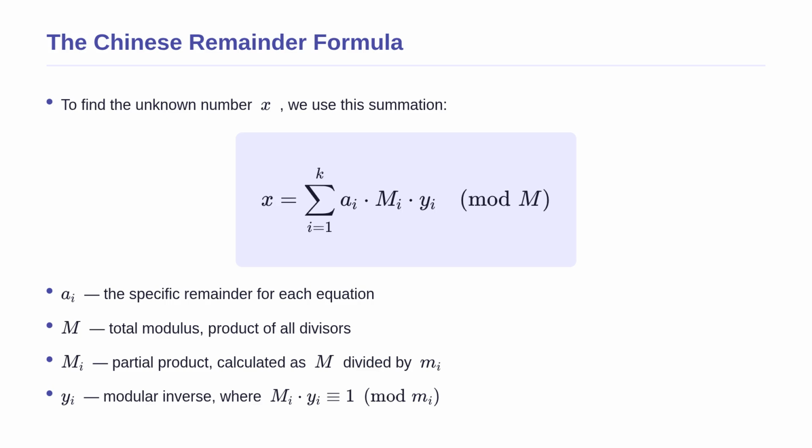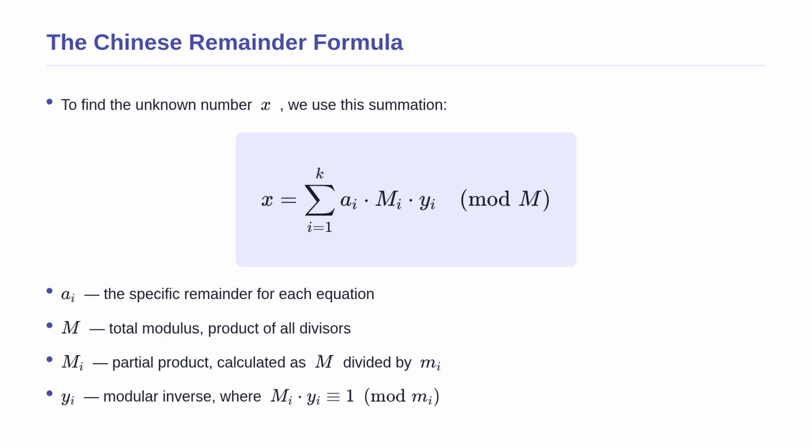This brings us to the mathematical formula that solves the system. Conceptually, we are building a solution by adding together special terms for each equation. Let us break down the symbols. The variable a sub i is the target remainder you want for a specific equation. Capital M is the grand total modulus, found by multiplying all your individual divisors together. Capital M sub i is the partial product, which is the grand total M divided by that specific equation's divisor.